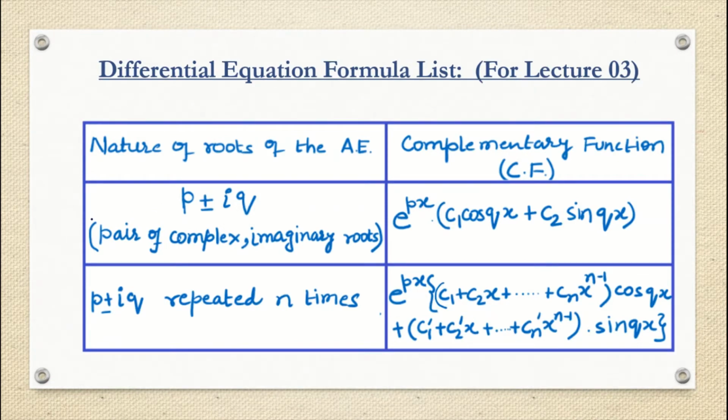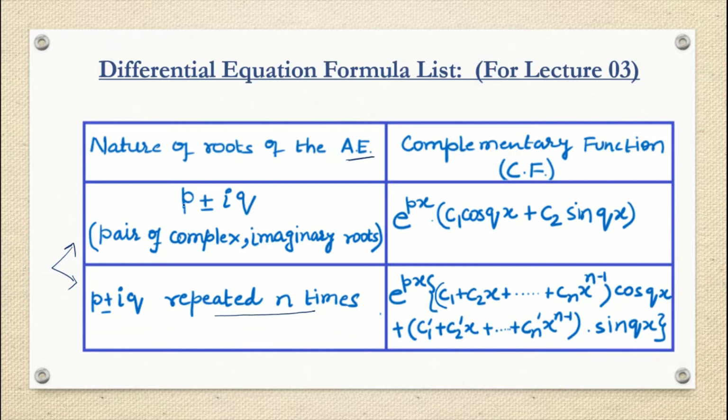So two cases we are going to see here. The very first is the nature of root of the auxiliary equation where the roots are complex or imaginary. And the second type is when the roots are complex or imaginary, but they are repeated a number of times. These two conditions will be given and then we will find out the complementary function accordingly.